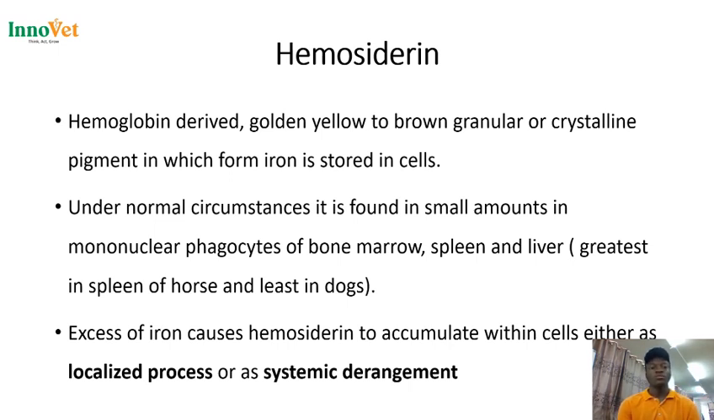Under normal circumstances, it is found in small amounts in mononuclear phagocytes of the bone marrow, spleen, and liver, greatest in the spleen of the horse, but least in dogs. Those are species specifications. Excess iron causes hemosiderin to accumulate within cells, basically via two processes: a localized process and a systemic process.